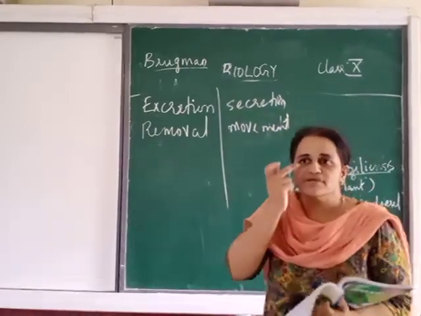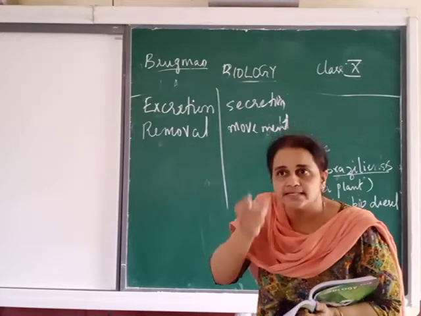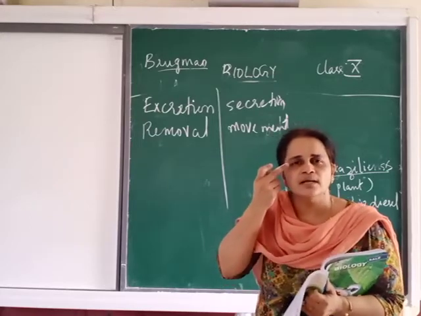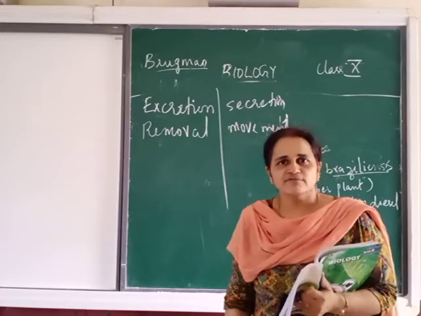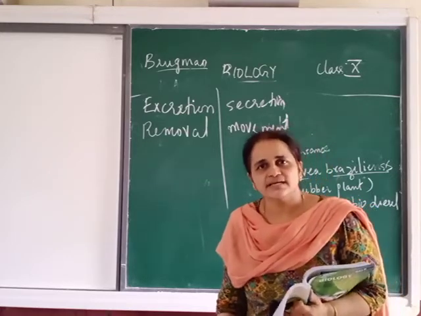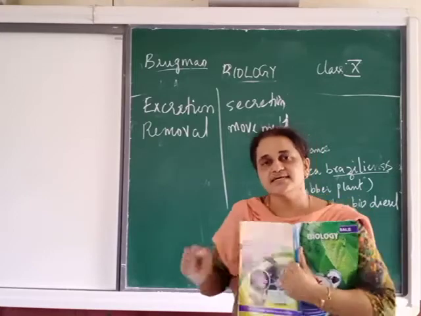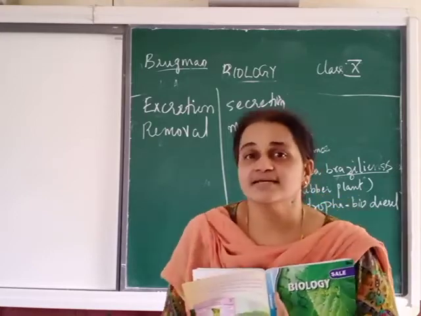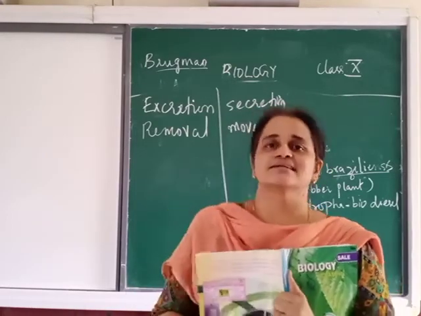Like you have tears, isn't it? Are tears excreted or secreted? Secreted. They move from your tear glands. When you feel sad, you start crying. So what comes out from your eyes? Tears. These tears are secreted by which gland? Tear glands. So it is not excreted, it is secreted.